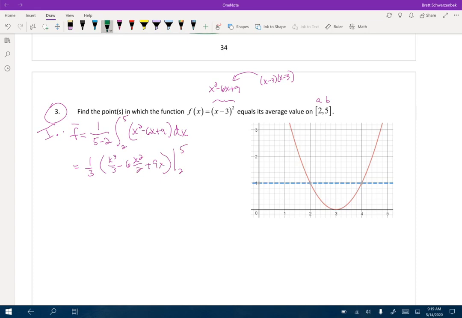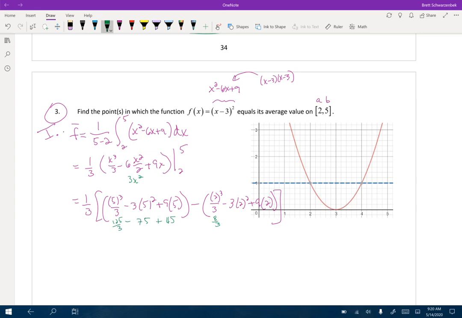Simplified, clearly this is going to be 3x squared. So let's evaluate. 1/3 stays on the outside. In parentheses, we're doing 5 cubed over 3 minus 3 times 5 squared plus 9 times 5 to start. Then we subtract 2 cubed over 3 minus 3 times 2 squared plus 9 times 2. A lot of little math stuff we have to do, so just for argument's sake, this is 125/3, this is minus 75, this is plus 45, this is all going in your calculator.